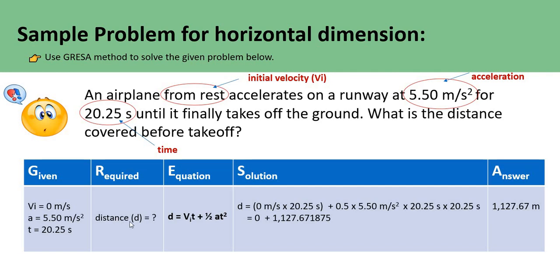The required, or what is being asked in the problem, is distance, or d. The equation to be used is distance or displacement, d, is equal to initial velocity, vi, times time, t, plus 1/2 or 0.5 times acceleration times time squared, t squared. For the solution, all you have to do is substitute it. Therefore, the final answer is distance, or d, is equal to 1,127.67 meters. Let us have another sample problem.